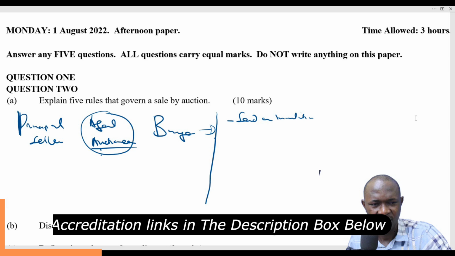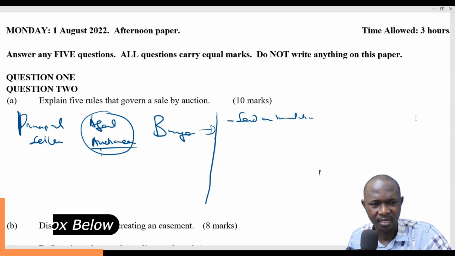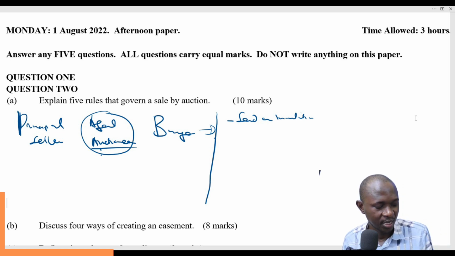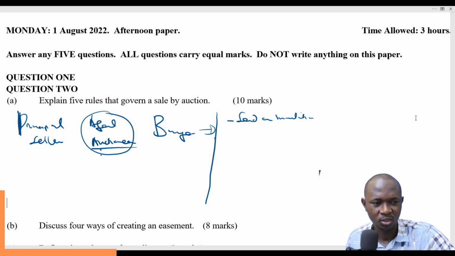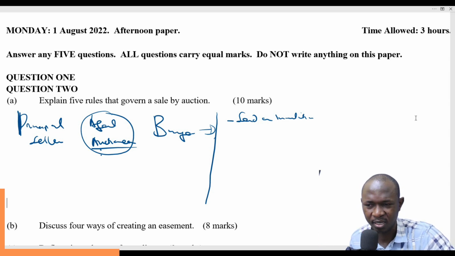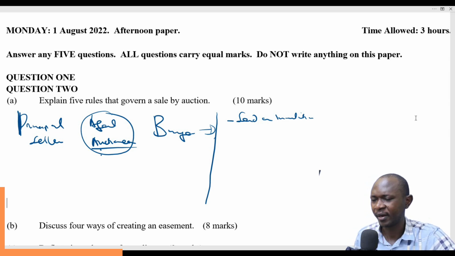The hammer will fall. And immediately the hammer falls, that will be the end of the auctioneering process for that particular item. At that point in time, the buyer has to pay the agreed price, and it has to be in cash to complete the whole transaction. That is what happens in a normal auctioneering process. So some of the rules that are to be observed during the auctioneering process, which is now the question before us.